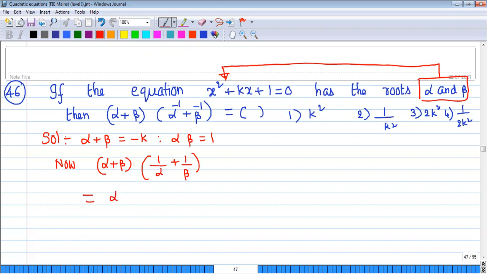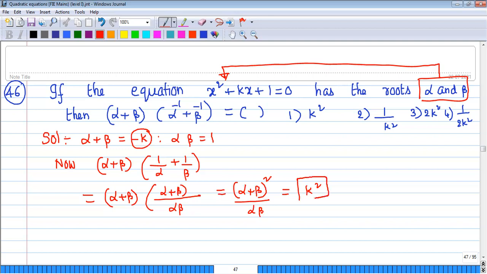So this can be written as alpha plus beta times, here LCM is alpha beta, you get alpha plus beta upon alpha beta. This will be alpha plus beta whole square upon alpha beta. Since alpha beta is equal to 1, simply alpha plus beta needs to be squared. So k square is the answer, because alpha beta is 1, k square by 1, k square only. First option is the right option.